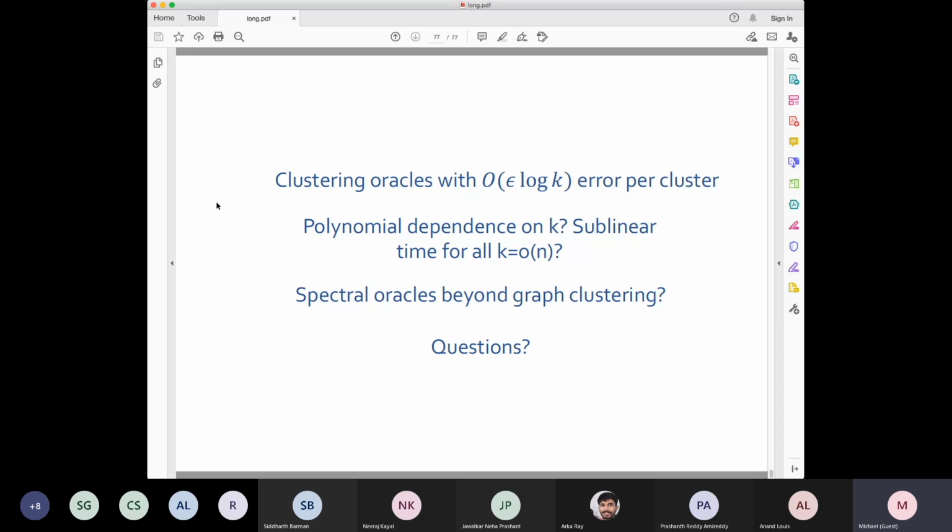There are a lot of exciting questions here. Very direct ones are, can we get polynomial dependence on k, and avoid enumerating over the candidate cluster centers? Can we be sublinear? Right now, we are sublinear for small enough k. And generally, I think it's a very interesting question whether one can use this idea of getting dot product access to the spectral embedding beyond graph clustering, so maybe in some latent Dirichlet models, in more complicated but still well-structured settings. Okay, so this is it, and I'd love to take any questions. Thanks a lot for your attention.